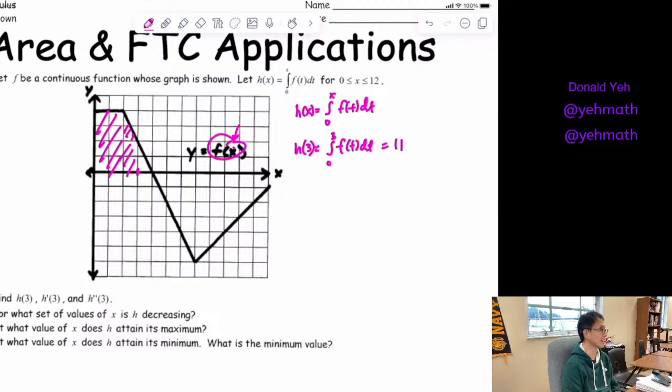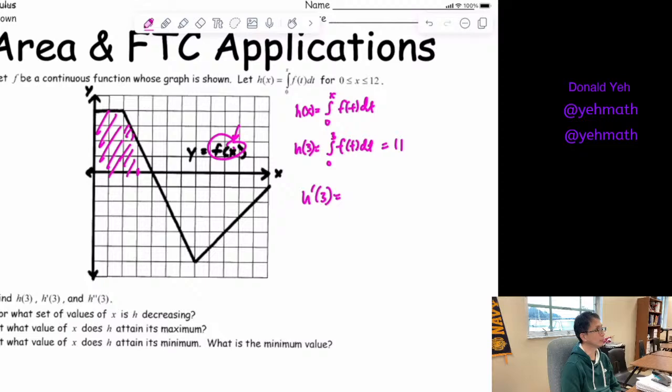Yeah, exactly. That's it. That's 0 to 3, which is a definite integral. I love how you explained it, it's perfect. A definite integral is just area under the curve. Now, here's my question. What is h prime of 3? It becomes harder. We take the slope at that point? I don't know.